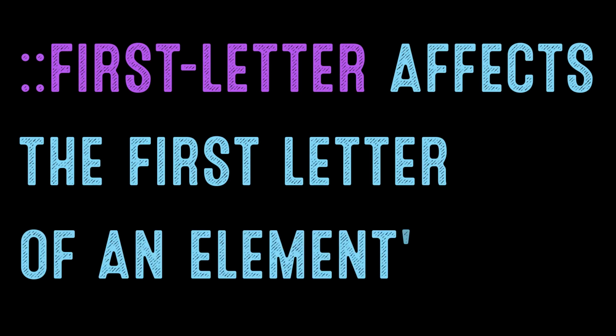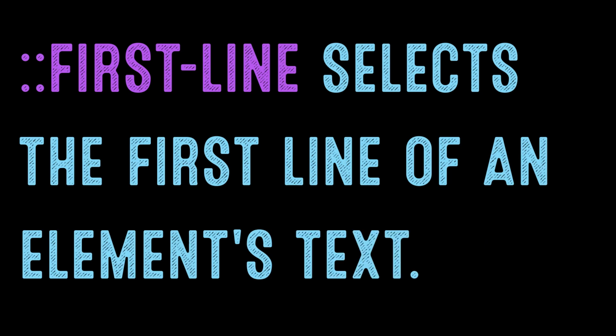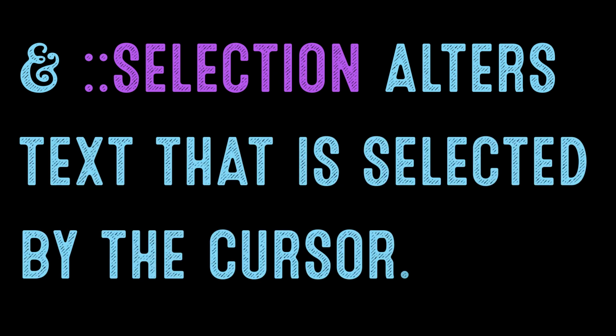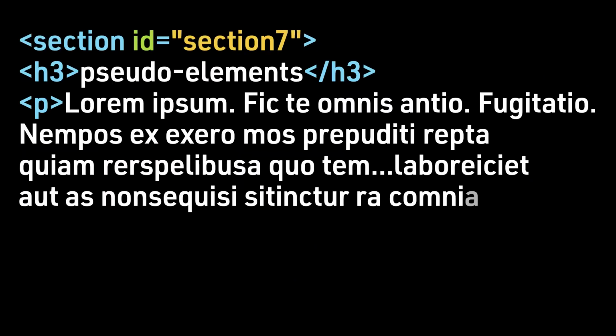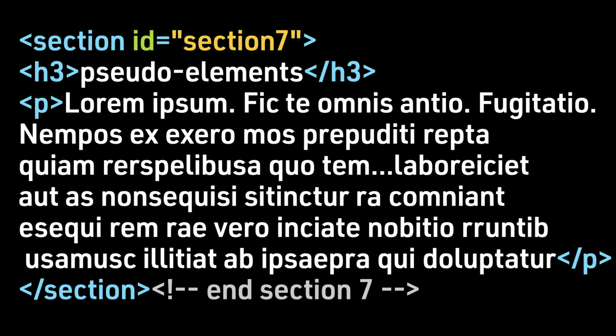The pseudo-elements we will go over are first letter, first line, and selection. These are self-explanatory. First letter affects the first letter of an element's text. First line selects the first line of an element's text. And selection alters text that is selected by the cursor. Let's look at some examples.